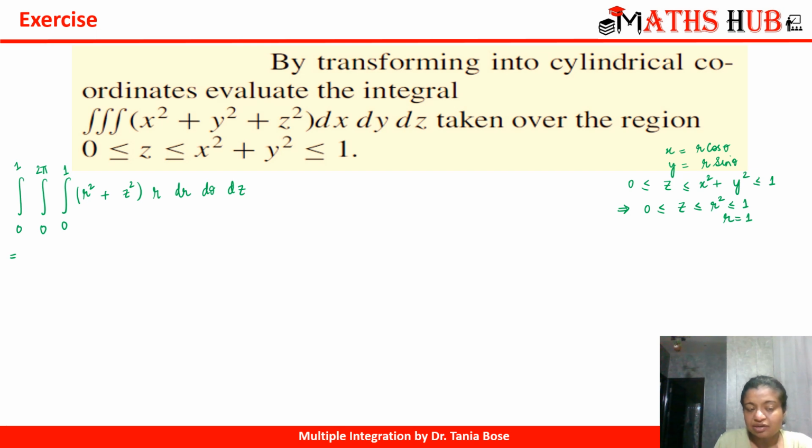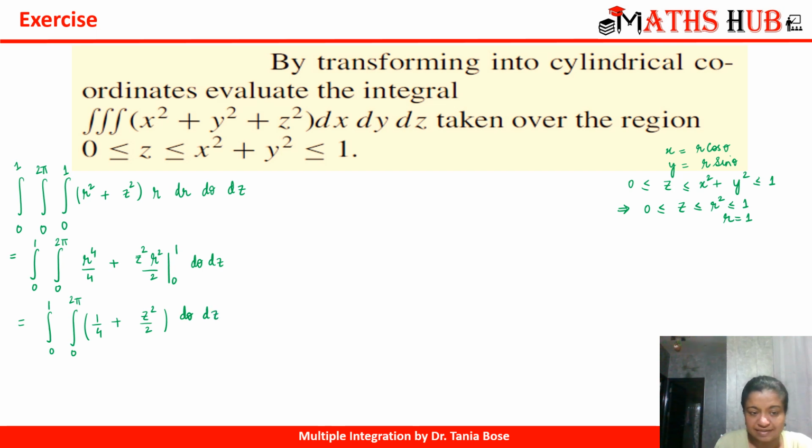The innermost integral is with respect to r. So we have 0 to 1, 0 to 2 pi integral. r square into r is r cube, so it is r to the 4 by 4. And the second term, z square, is constant. We have r, so r will become r square by 2. Limits from 0 to 1. And we have d theta and dz. So that will turn out to be 0 to 1, 0 to 2 pi, and we have 1 by 4 plus z square by 2, and we integrate it with respect to d theta and then with respect to dz.